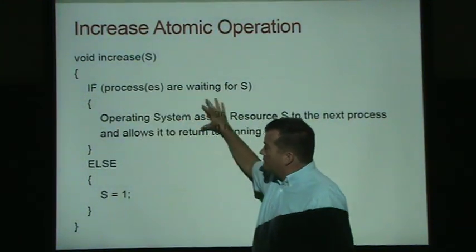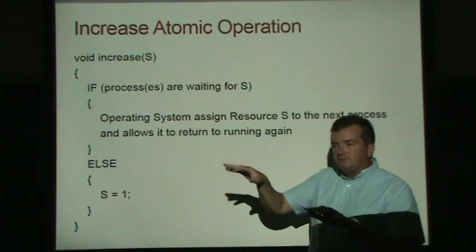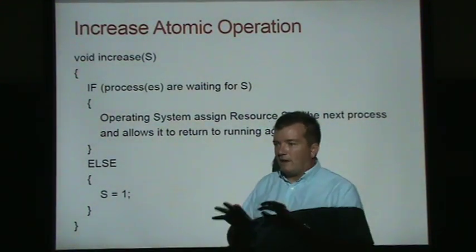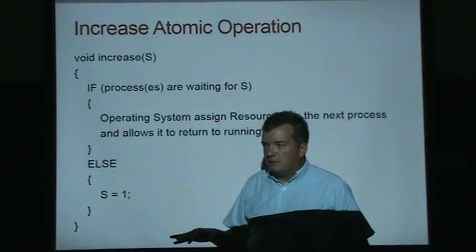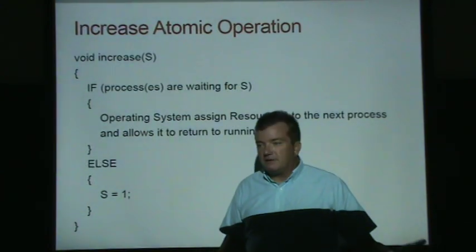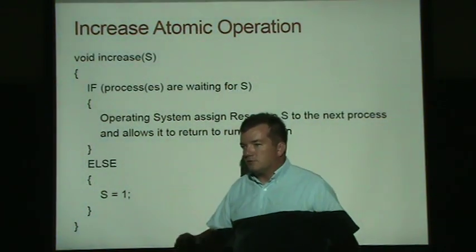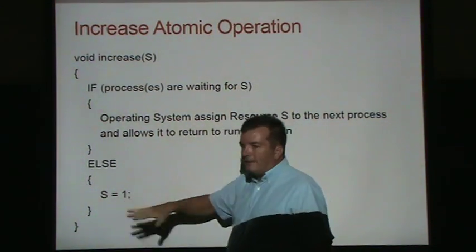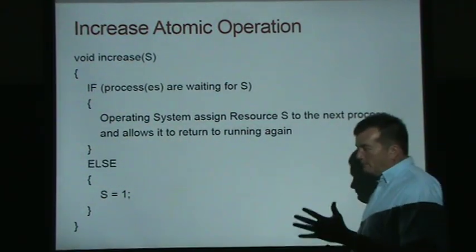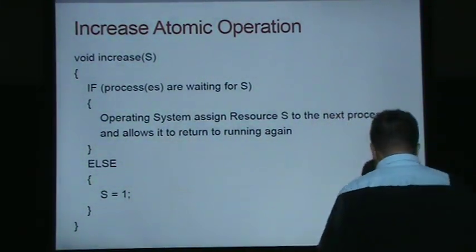If nobody's waiting for the resource, so if you're printing a document and there's no other process waiting for it, and now you're done with the printer, you don't need to assign it to anything, nobody wants it. So just set the value back to 1, and later on someone else will be able to come and take it because the value is equal to 1.